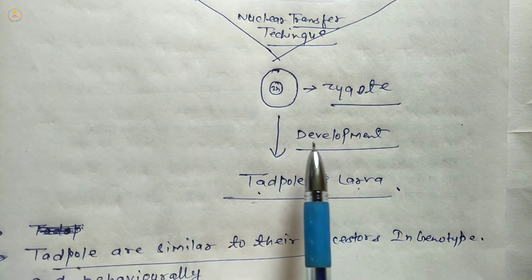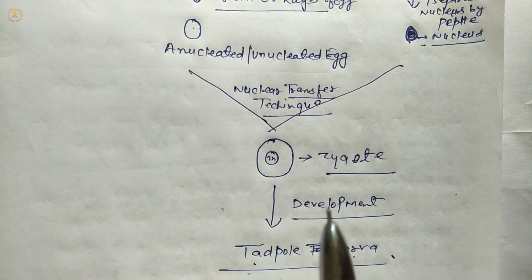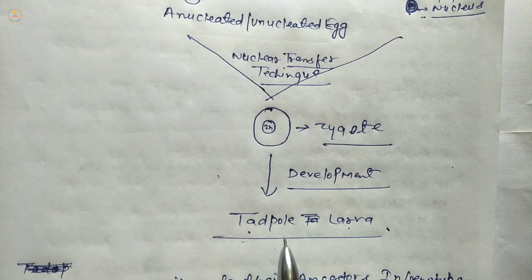So the nuclear transfer technique was first used by J.B. Gordon in the development of tadpole larva. And next day we will study an important clone of sheep by nuclear transfer technique, formation and development of Dolly sheep.